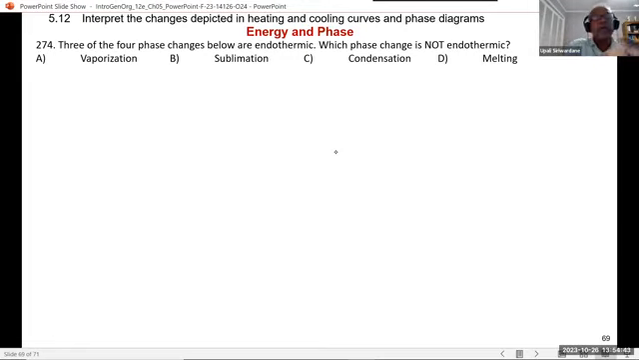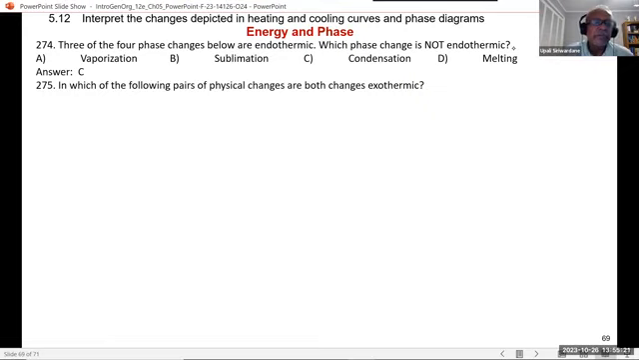If you look into this, vaporization is endothermic. Sublimation requires energy, so it's endothermic. Condensation, normally gas going to a liquid, is exothermic. Melting is solid to a liquid, which requires energy. A, B, D are endothermic. The only one that is not endothermic, that is exothermic, is C. C is the correct answer. Condensation.